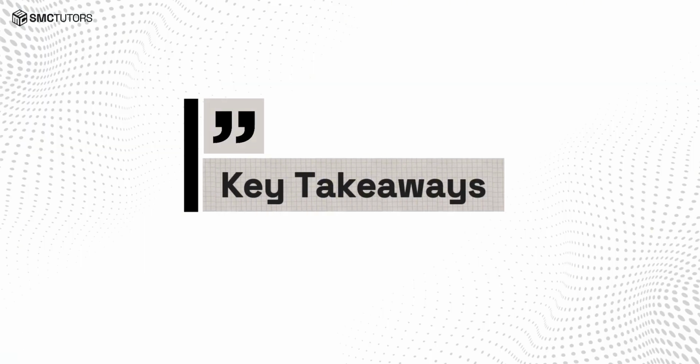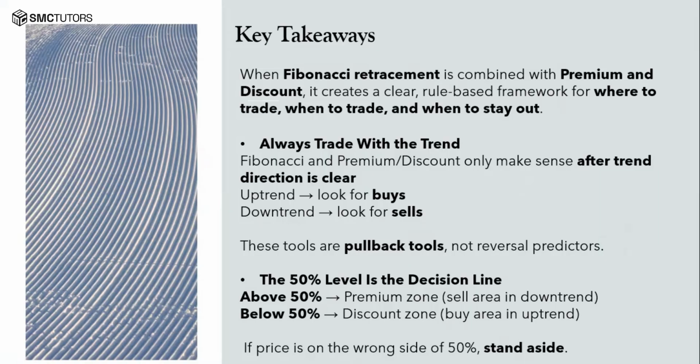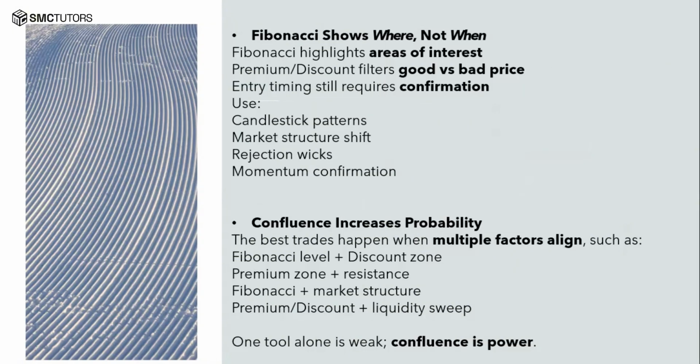So key takeaways: when Fibonacci retracement is combined with premium and discount, it creates a clear rule-based trading framework that will help you always wait for trade to materialize. So Fibonacci premium and discount gives you a great tool to use when the market is trending, to look for opportunity and have the patience and discipline to wait for those opportunities to materialize. You have to look for confluences also. We're going to talk about moving average. We're going to talk about other confluences that can be used in Fibonacci premium and discount.